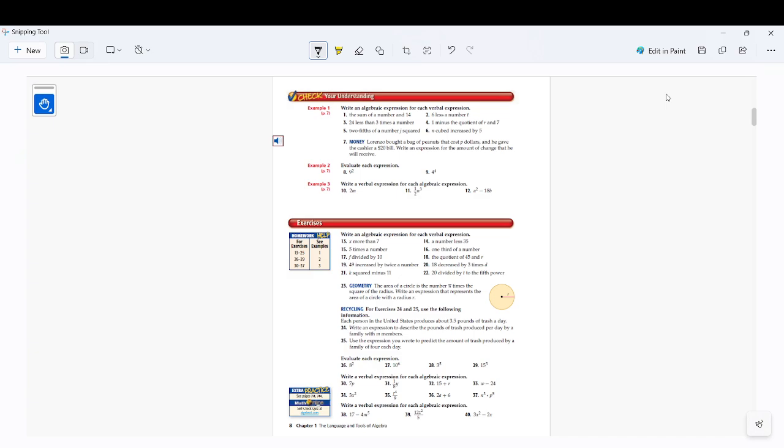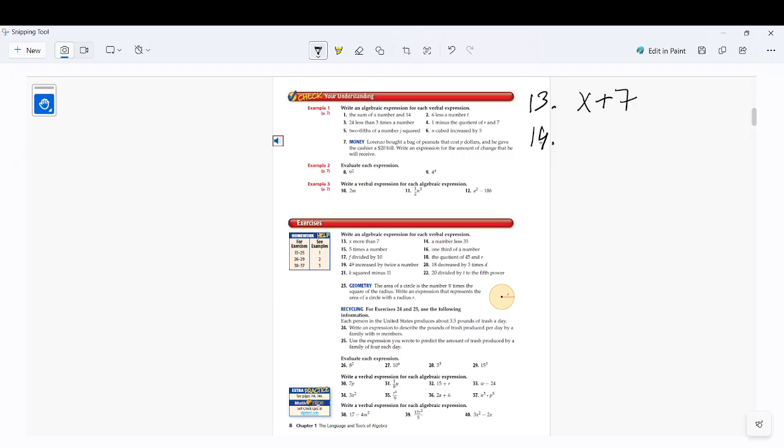Today we are focusing on exercises 13 to 22, and it says write an algebraic expression for each verbal expression. So let's start with 13. Number 13 says x more than 7. So if x is a number, x plus 7.